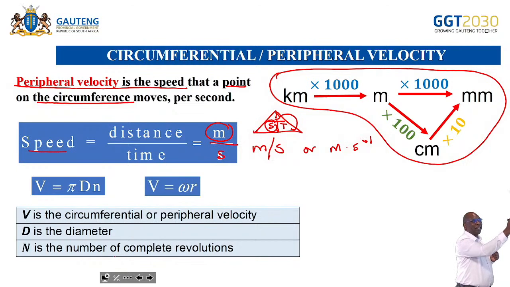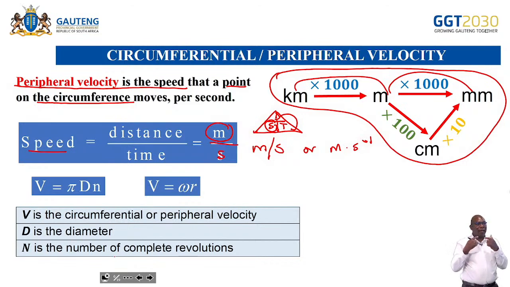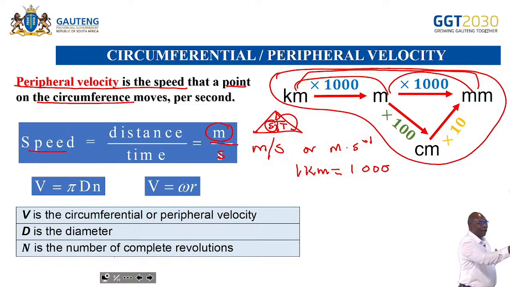With your conversions there, remember if I want to take kilometers to meters, then I must multiply by 1,000. If I want to take meters to millimeters, then I must multiply by 1,000 also. But if I want to take kilometers to millimeters, that's a long stretch. Remember, 1 kilometer will give you 1 million millimeters. A millimeter is a very small unit.